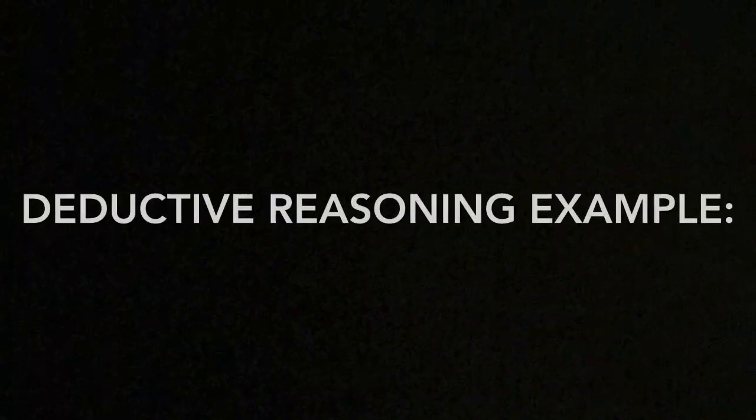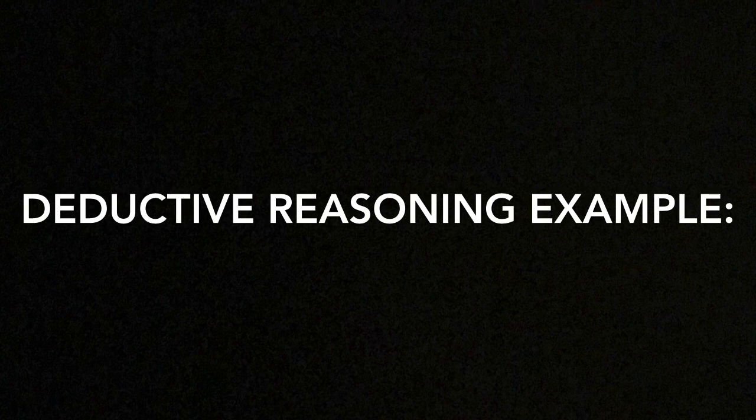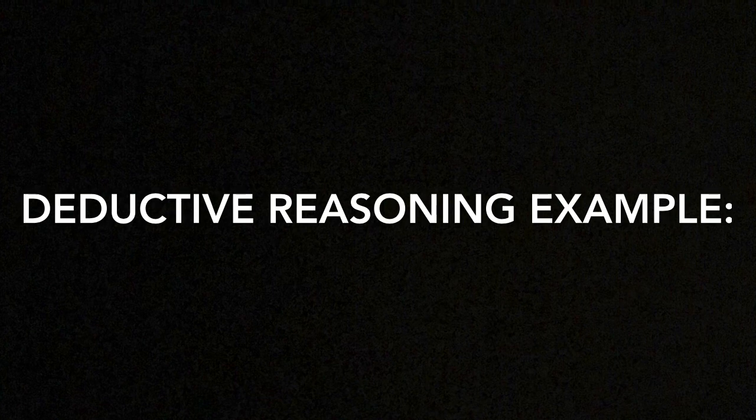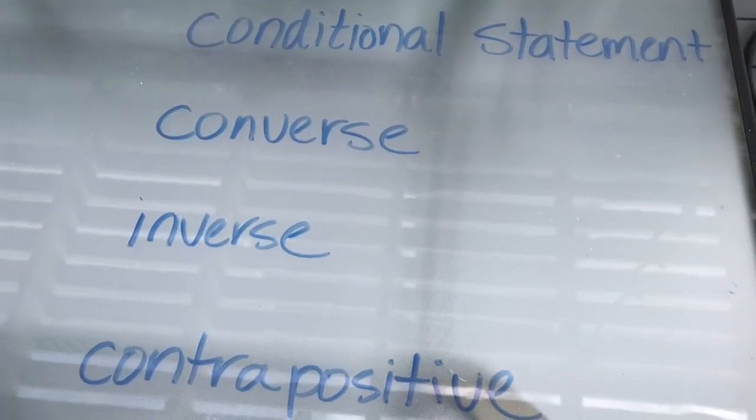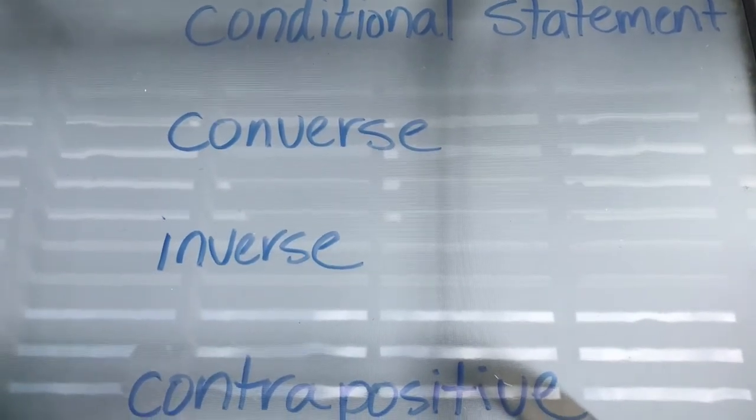Deductive reasoning uses logic to draw conclusions from given facts, statements, and properties, and previously proven statements. And here's an example of deductive reasoning. I know for a fact that you must pass Algebra 1 in order to go on to geometry. Since you are all in my geometry class, I'm going to conclude that you've all passed Algebra 1. We are going to talk about these terms: conditional statement, converse, inverse, and contrapositive.